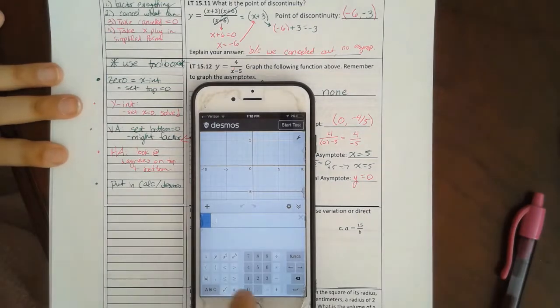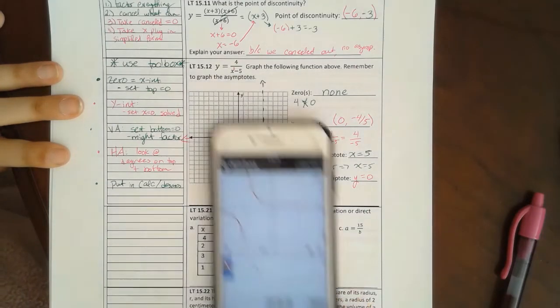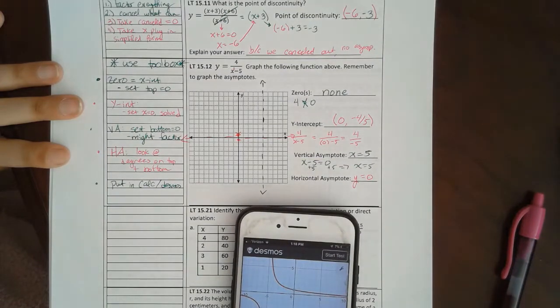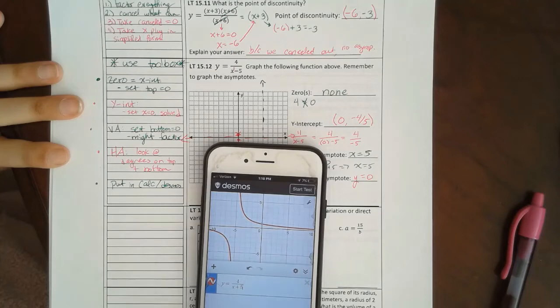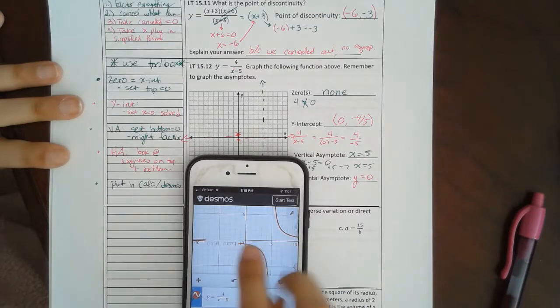I'm going to hit the divide. Oops, I need y equals. So y equals the fraction bar, 4 over x plus 5. So there is our shape. Oops, it's x minus 5. That's why it didn't go. There we go.